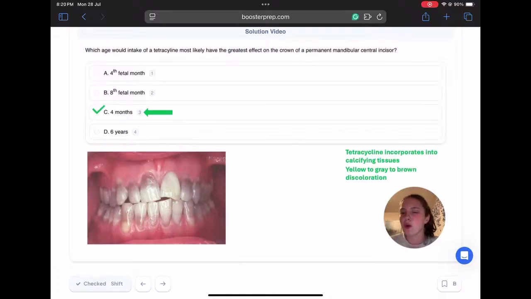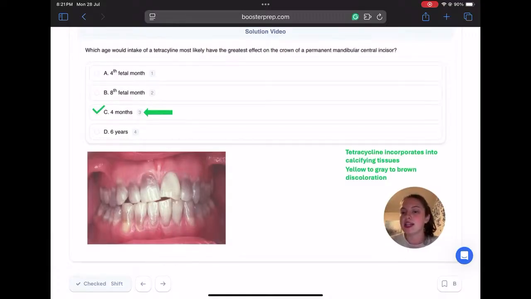It's safest just to avoid tetracycline in a child until they're around 8 years of age to prevent any discoloration from occurring as other teeth are still calcifying up to that point. A pregnant woman should also avoid taking tetracycline, especially in the 2nd and 3rd trimesters, as that is when a baby's primary teeth are calcifying.